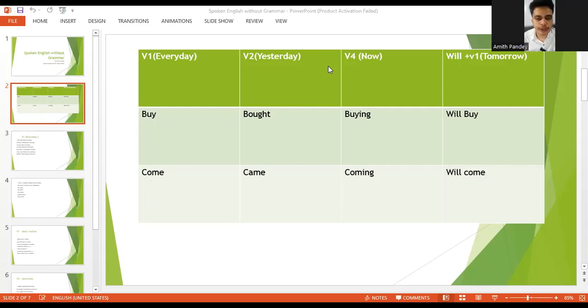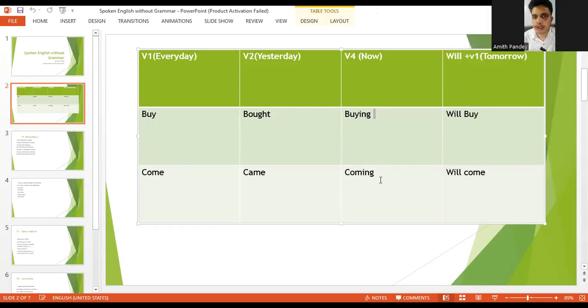Then we have V4. V4 tells about something which is going on. For example, if your friend called you and just said, "What are you doing?" you may say, "I am just buying vegetables," or "I am coming to your home," whatever it might be. All these things, the ongoing things, come under the now concept. Then after that we have will plus V1. Will plus V1 tells about something that will happen tomorrow or even in future.